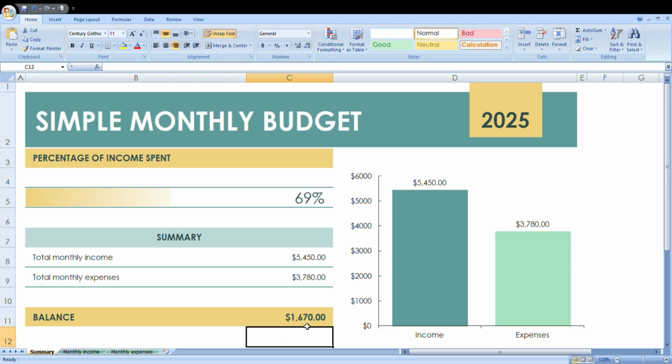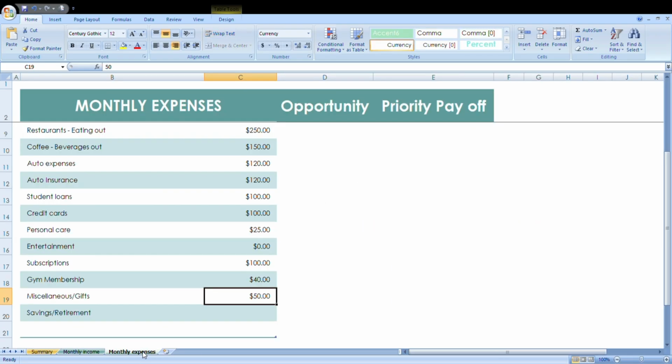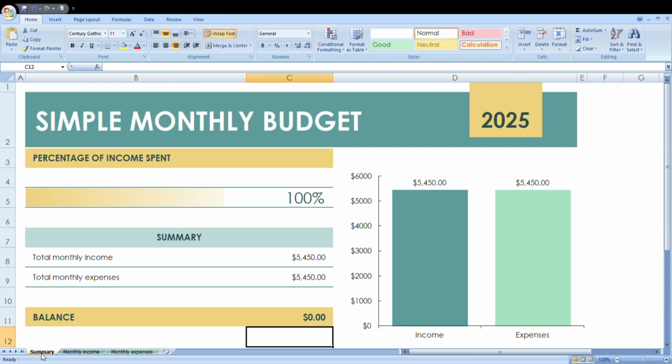So you have $1,670 to allocate somewhere. You need to put it somewhere. Meaning, what I'd love to see is something like this. $1,670 is the remainder left over. You don't just leave it in your checking account and spend it, and it's gone. You don't know where it went. This way, it is allocated.